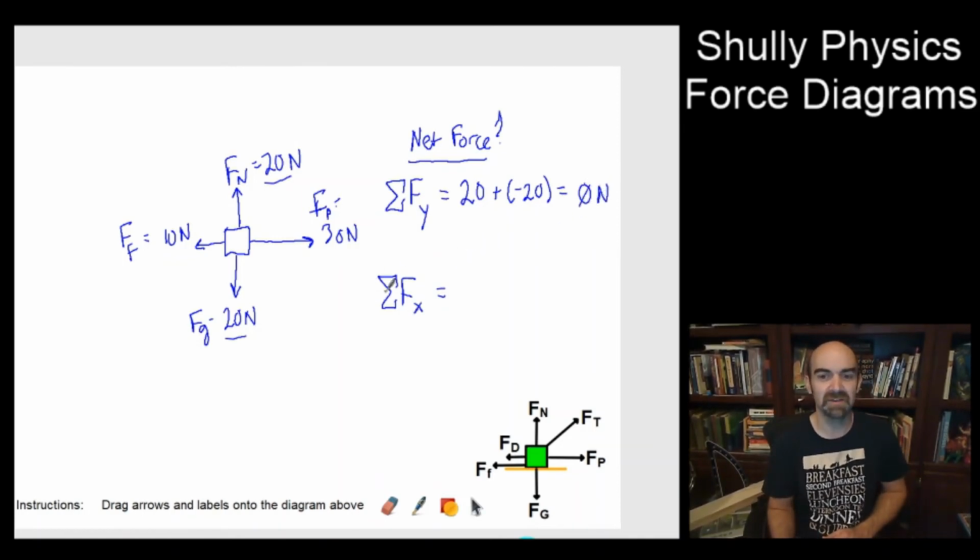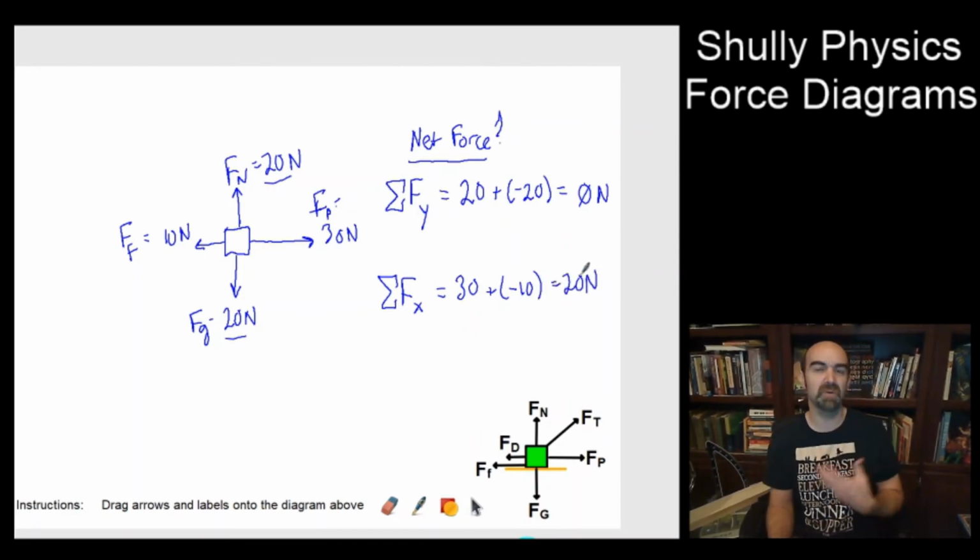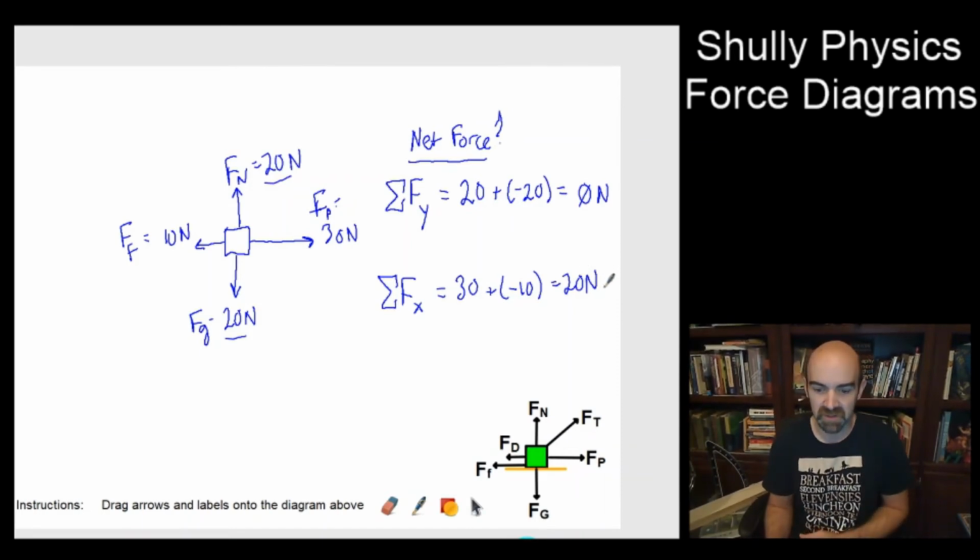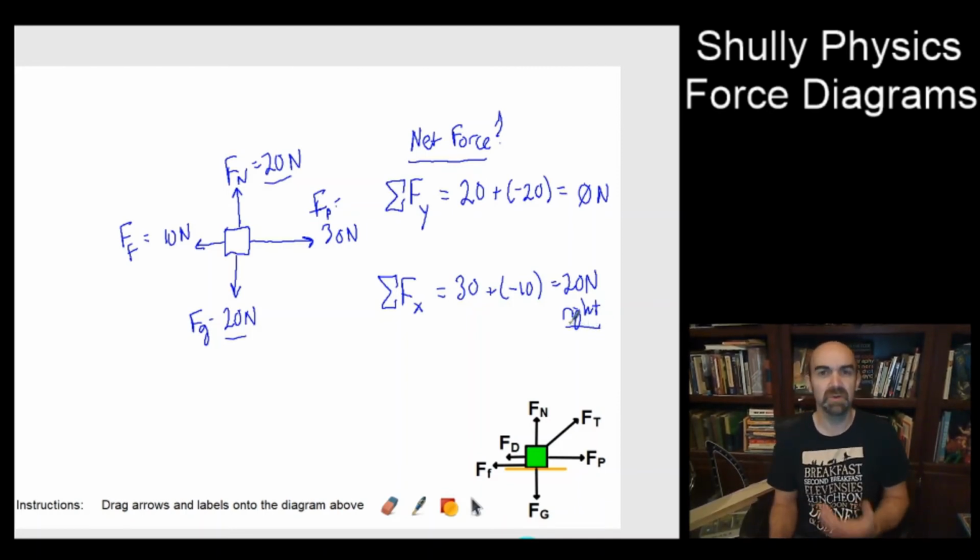What about the x direction? We got 30 newtons to the right, and we're going to add a negative 10 is the friction to the left, and that gives us 20 newtons. And do recall that a force is a vector, so that's 20 newtons to the right. So we have to add on a direction to that. So what's the net force? Well, this one's kind of easy. It's 20 newtons to the right. There is no y direction force.